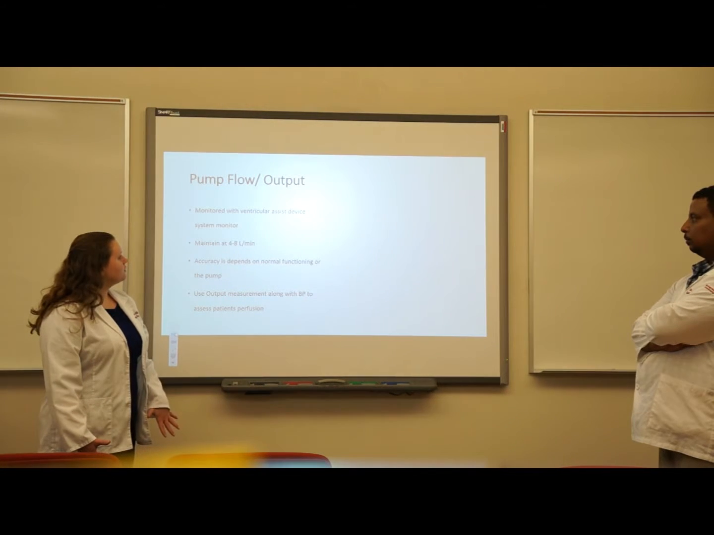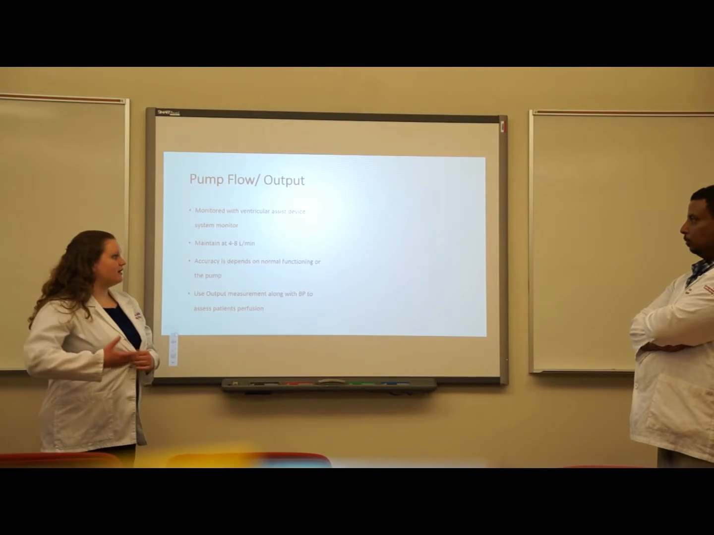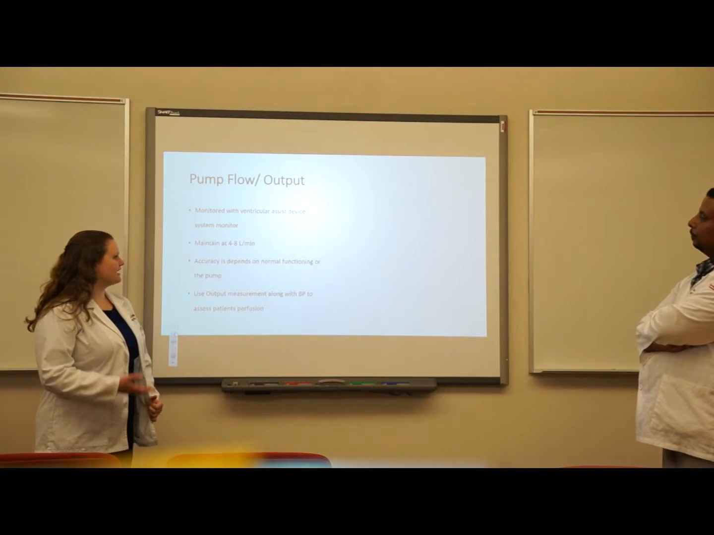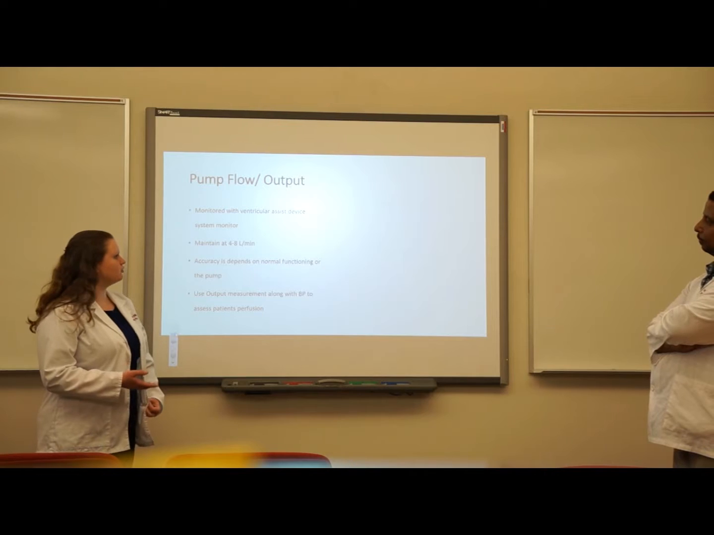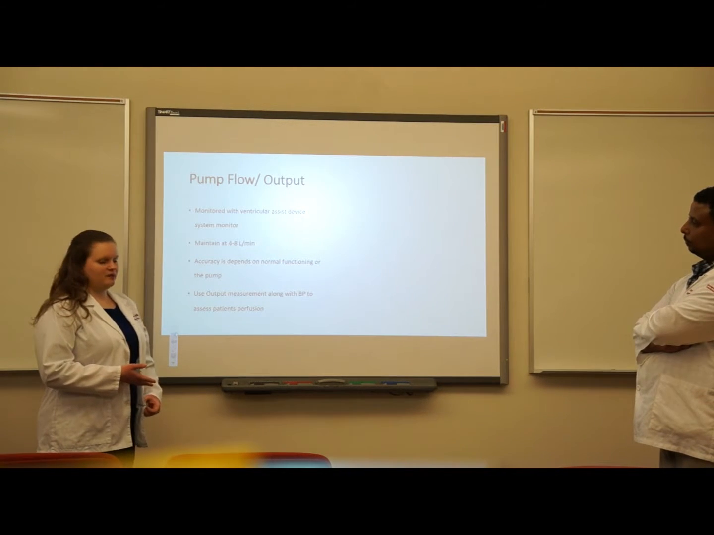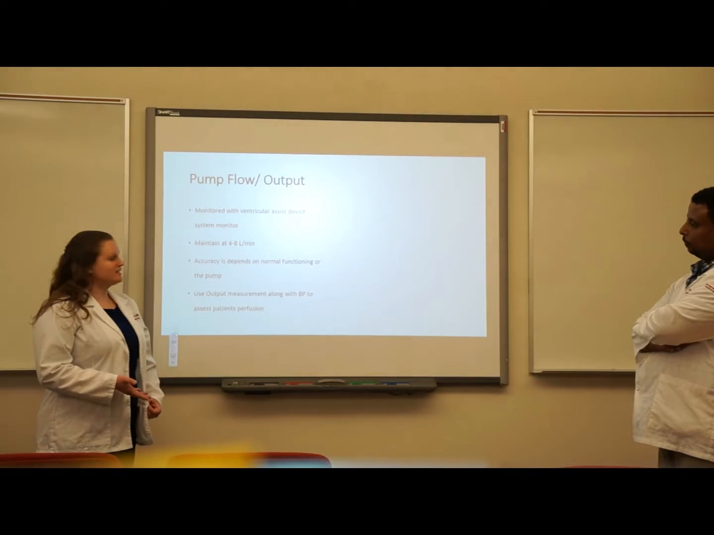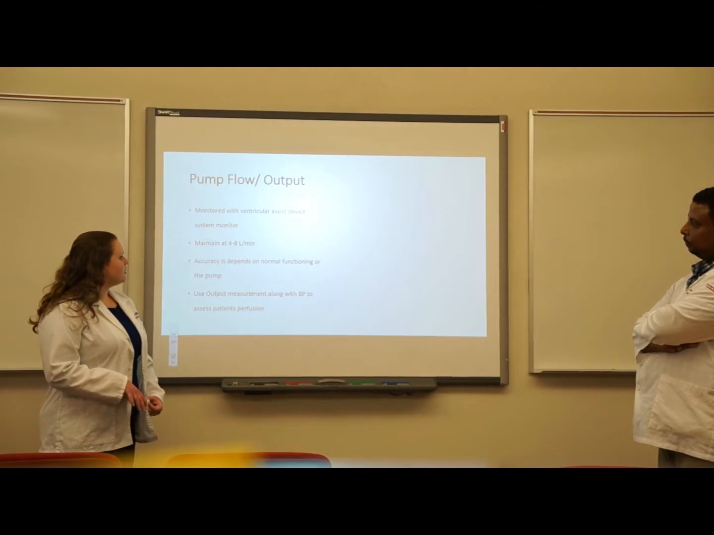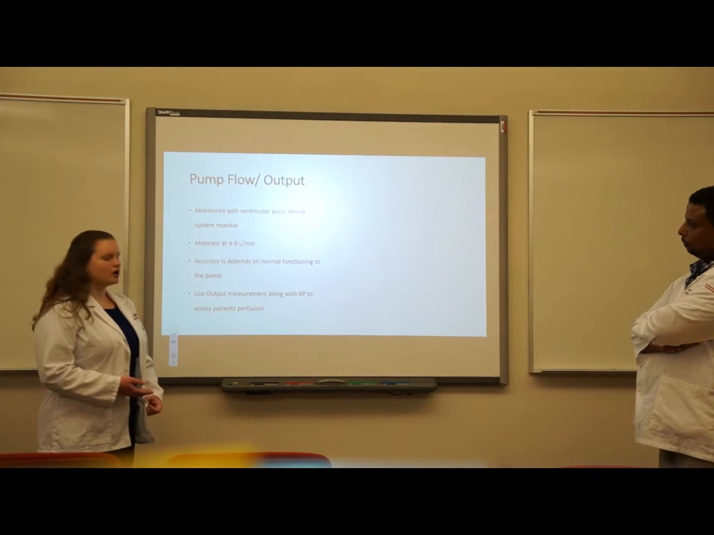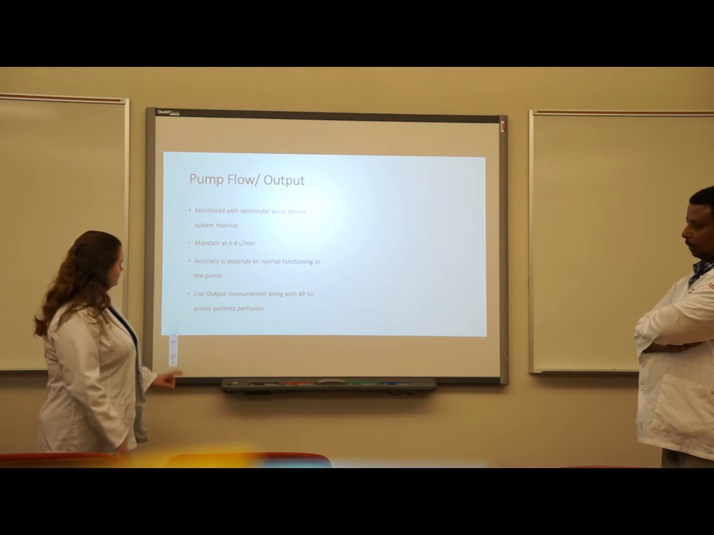The pump flow is monitored through the ventricular assist device controller. It's just an estimate, so you want to use this number in conjunction with your BP measurement to really understand the patient's perfusion status. The pump is usually maintained at a flow rate of 4 to 8 liters per minute.